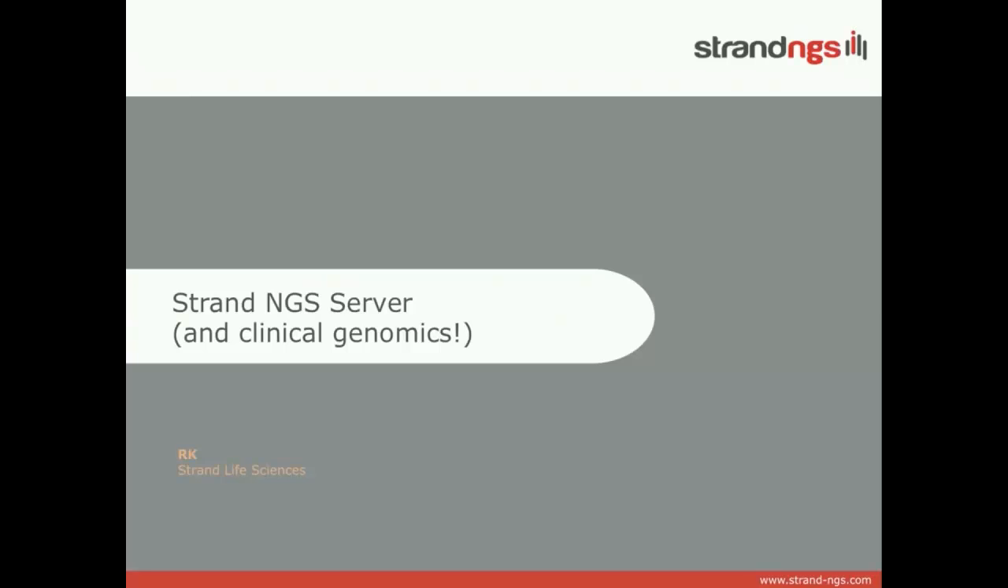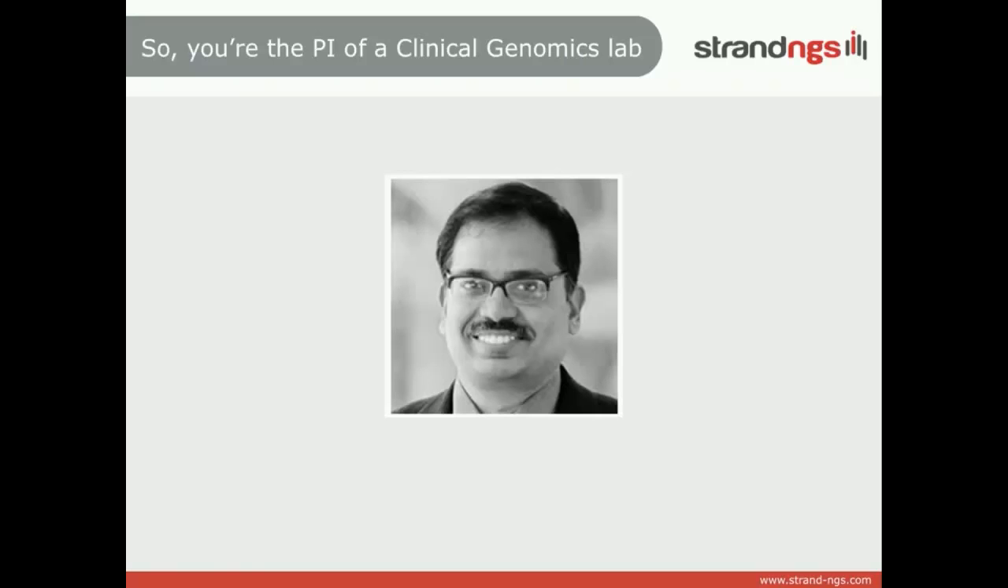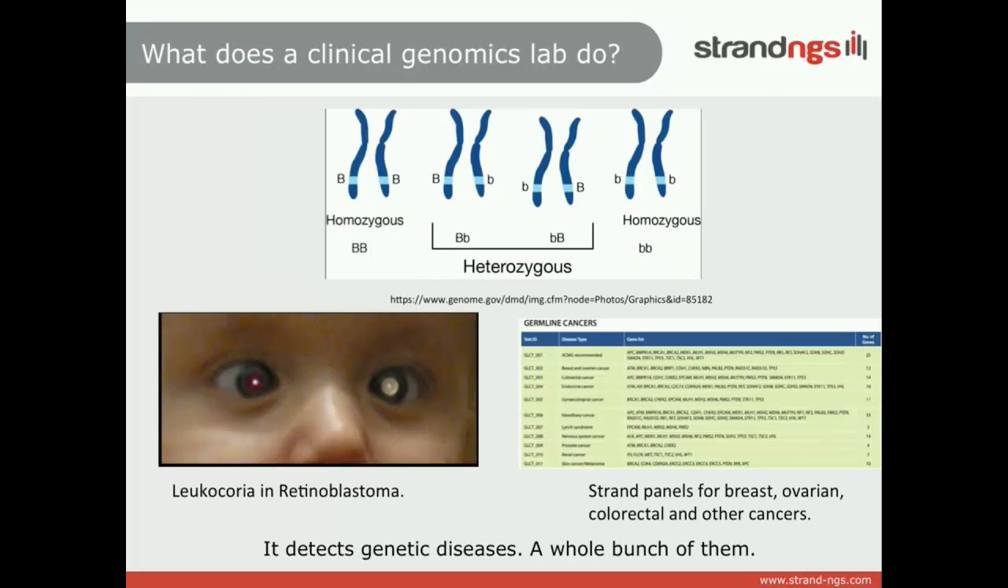Let's talk about Strand NGS Server and clinical genomics labs. So you're the PI of a clinical genomics lab. Say hi to Satish, our PI. What does a clinical genomics lab do? It detects genetic diseases like retinoblastoma, breast cancer, colorectal cancer, and several others.